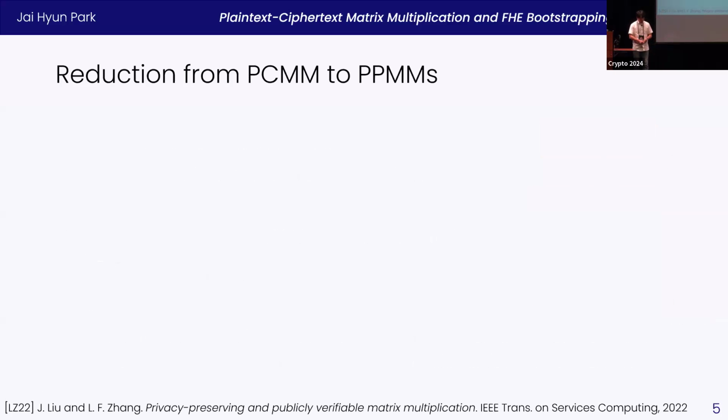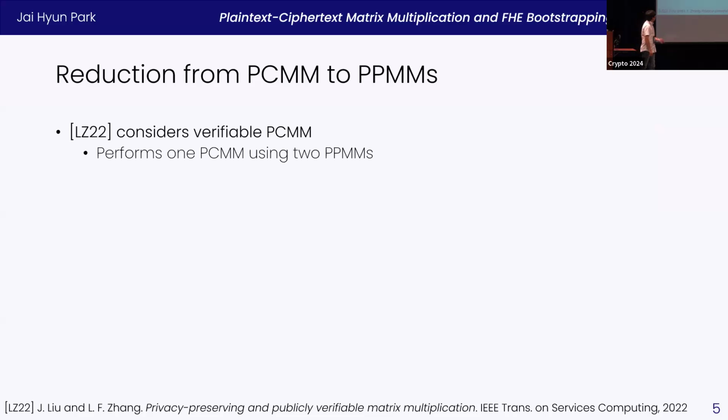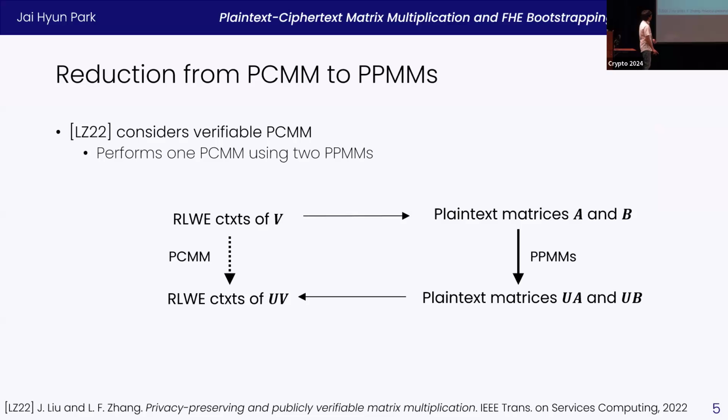Okay, let's start with the reduction from PCMM to PPMM. Two years ago, Liu et al. considered a verifiable PCMM, so they wanted to verify PCMM. And their idea was to reduce one PCMM to 2 PPMMs, and they verify PCMM by using the 2 PPMMs. So here's the diagram. Their restriction was that they can only verify large matrices, so the dimension of the matrix should be larger than or equal to the ring degree of the underlying ring algebra scheme.